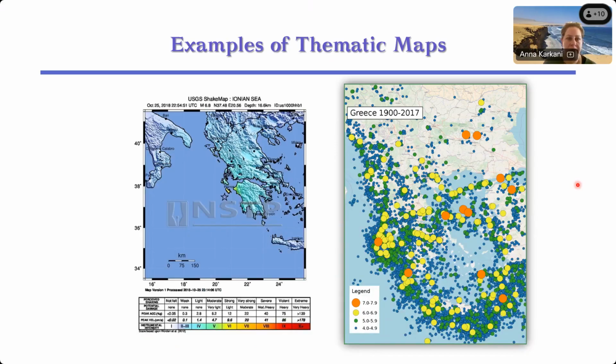Other examples of thematic maps are the ones that you can see here on the right, maps that were developed in a seismic risk management study. We can see the geographical distribution of earthquakes, from the 1900s until 2017. Basically, we have different sizes and different colors based on the magnitude of the different earthquakes.